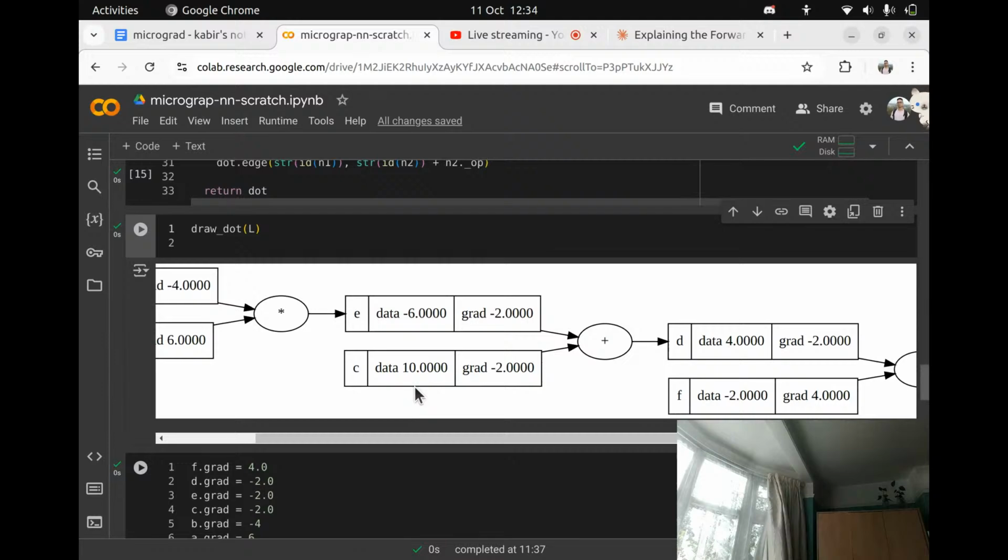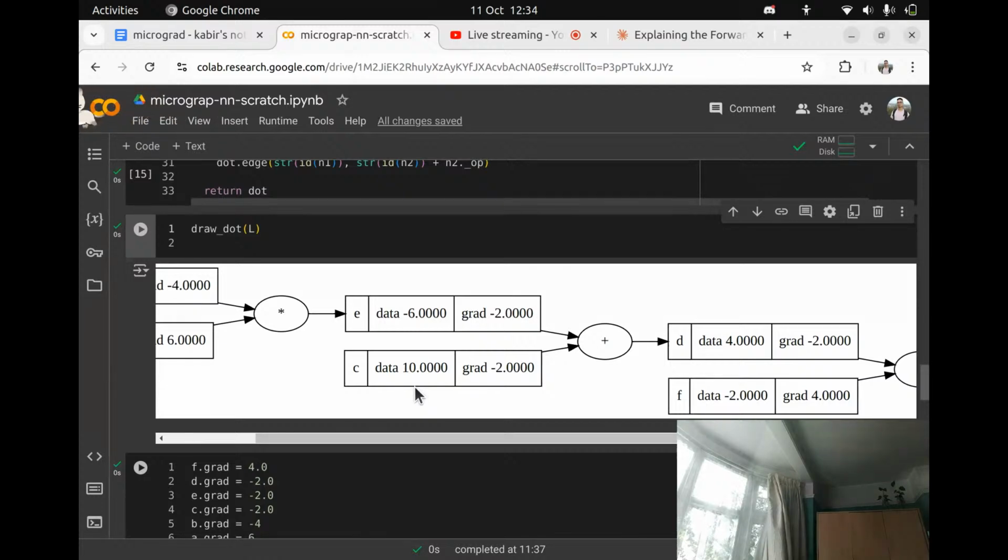So this is the claim, and now let's verify it. Let me remove the plus h here from before, and now instead we want to increment c. So c.data will be incremented by h, and when I run this, we expect to see -2. And then of course for e, so e.data plus equals h, and we expect to see -2. Yes. So those are the derivatives of these internal nodes.